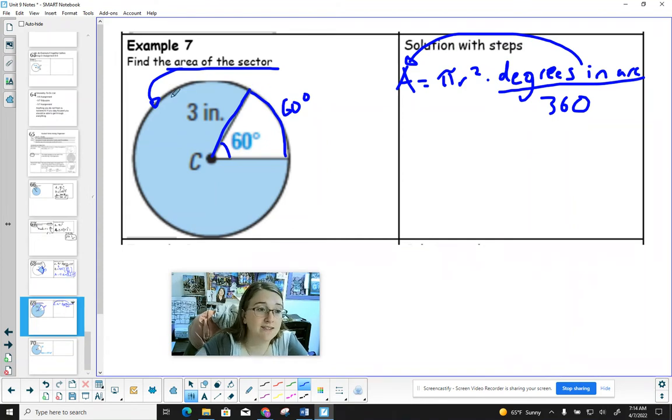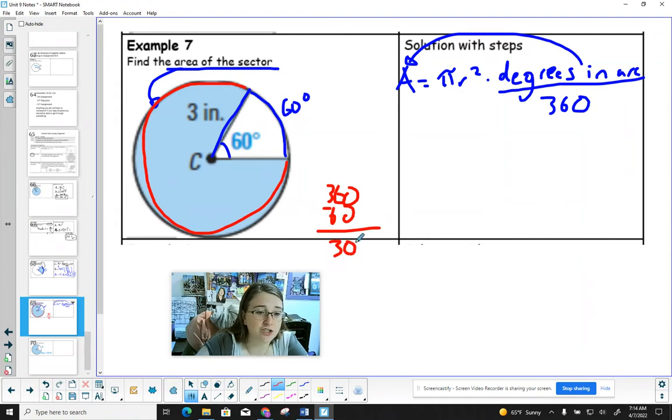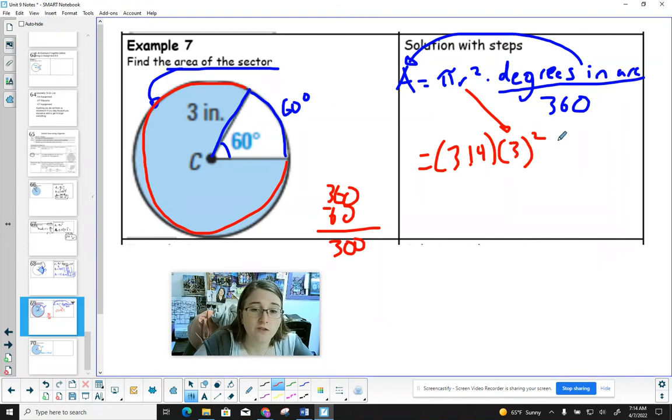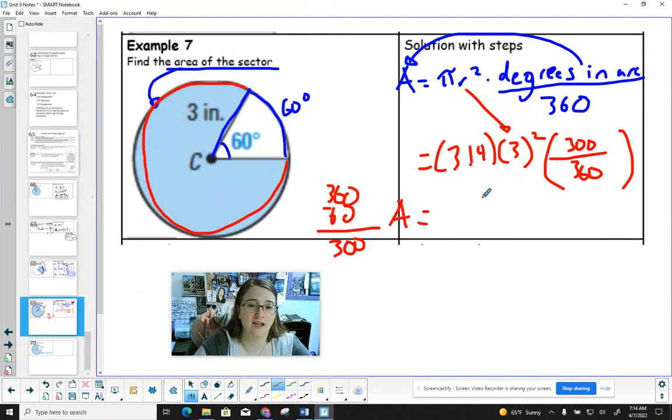So take a second. Again, what is going to be all the rest of the shaded region that I want? Well, if I've got 60 here so far, if I do 360 minus 60, that means the degrees I actually want is 300. So now we can plug in. Pi is 3.14. R is still this 3 inches right here. The degrees, again, of the area that I want is 300 out of 360. Take a second, go ahead, plug all that in. This is going to find us the area of the sector.